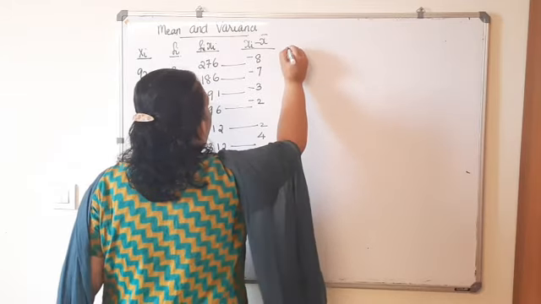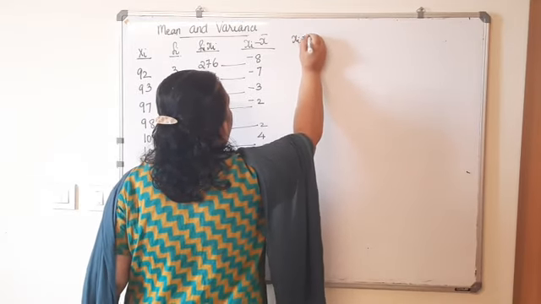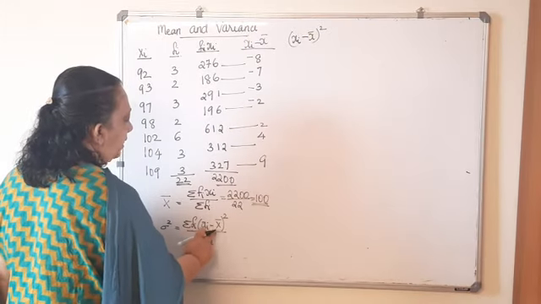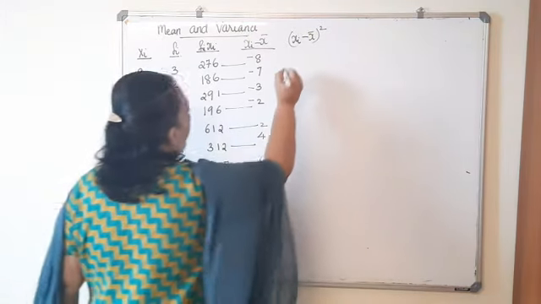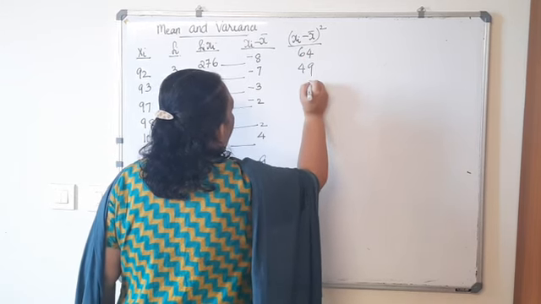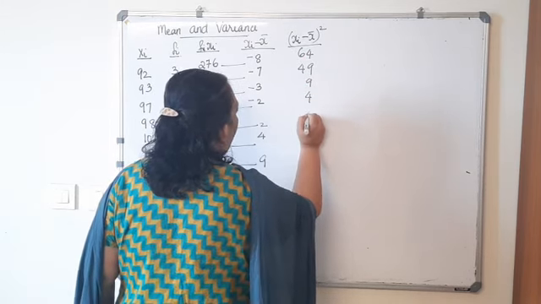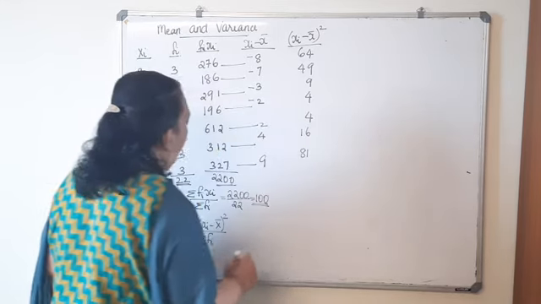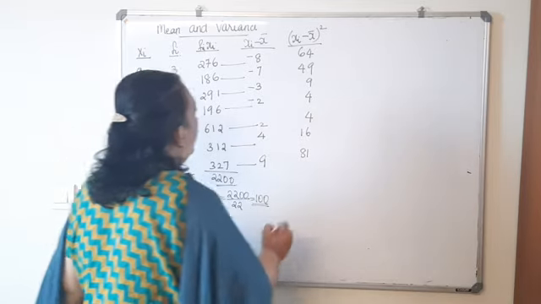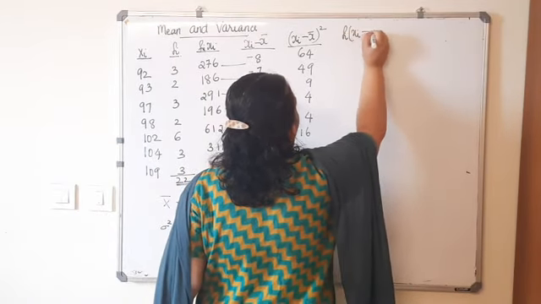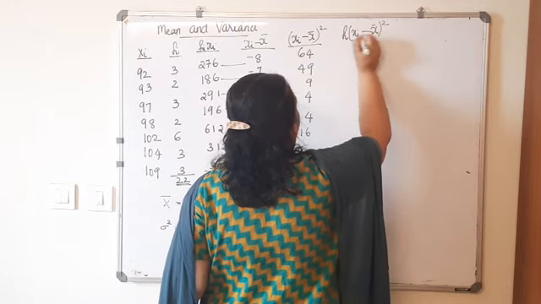Next one will be xi minus x bar the whole squared. Look into the formula. Xi minus x bar the whole squared: 64, 49, 9, 4, 4, 16, 81. Next one will be fi into xi minus x bar the whole squared.